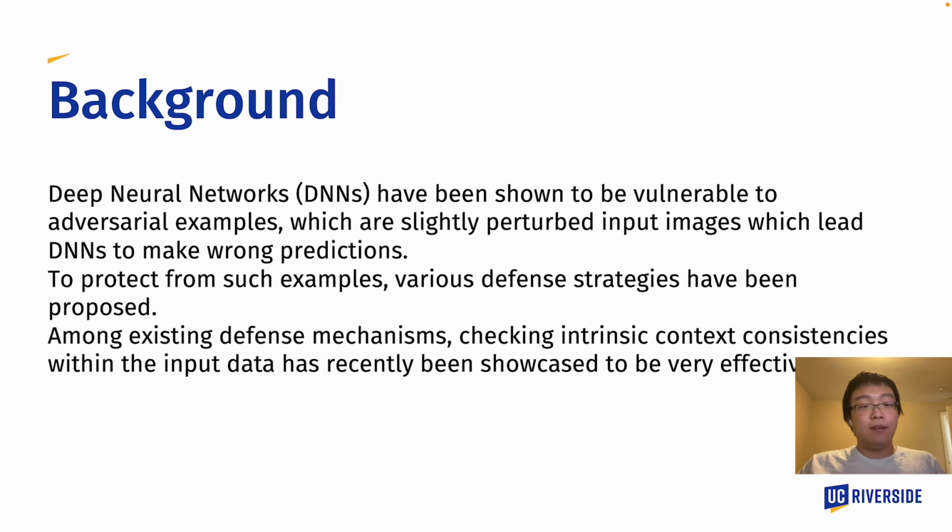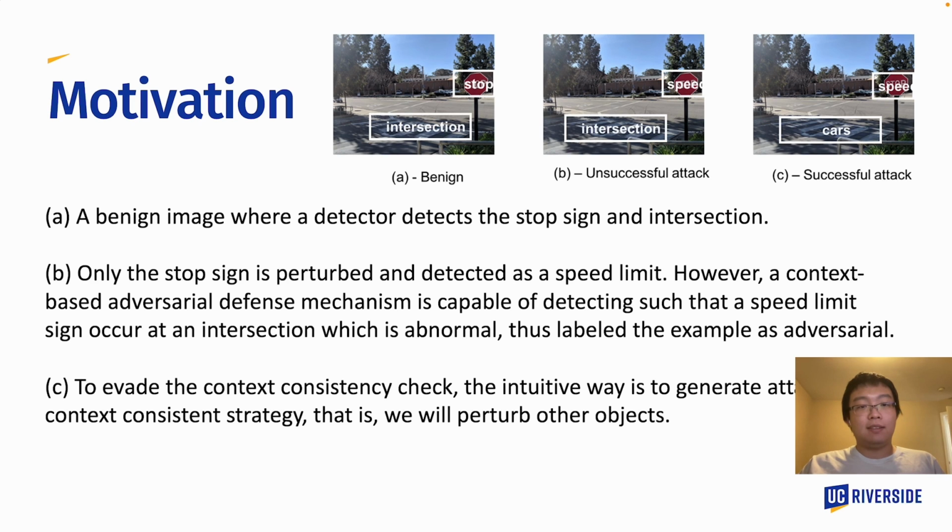Among existing defense mechanisms, checking the intrinsic context consistencies within the input data has recently been shown to be very effective. The motivation of such context consistency checkers is that given an image, there will always be a lot of information inside that image.